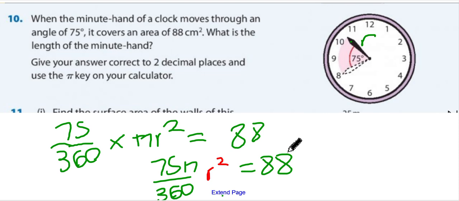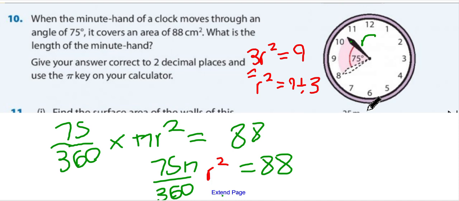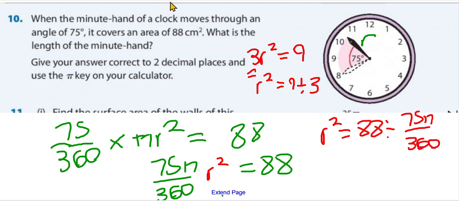Now, if I gave you a question like this, 3r squared equals 9, what would you do with the 3 in the front? You put it under the 9, or you could write it as 9 divided by 3. So what do you think you could do with the number in front of the r squared on this one? To make it really easy, you could do 88 divided by 75 pi over 360. Yeah, do that.